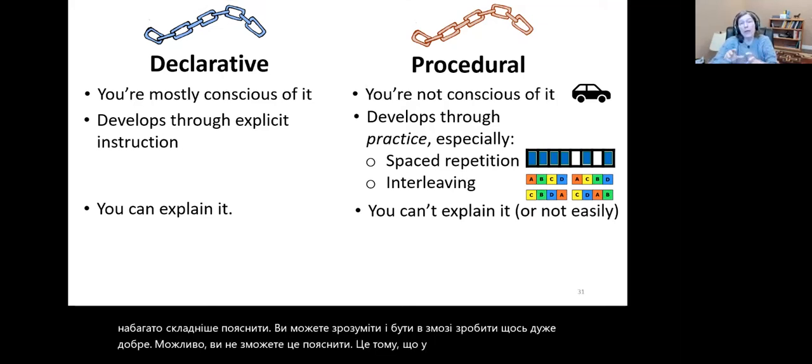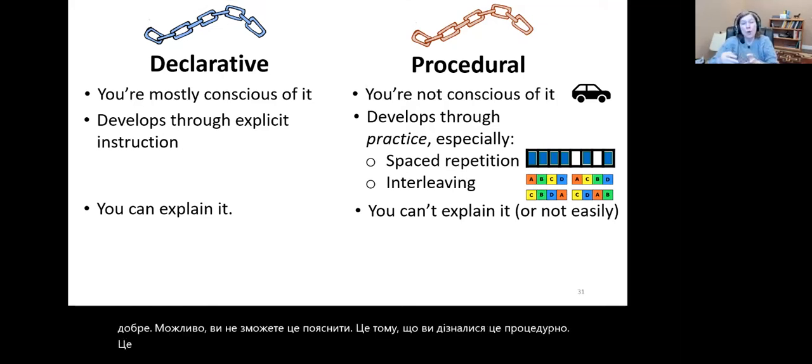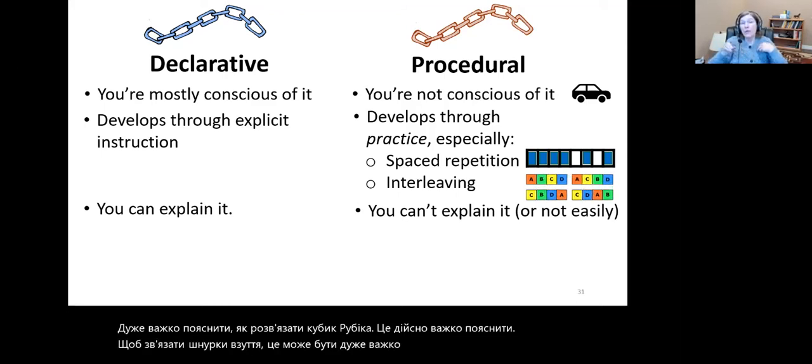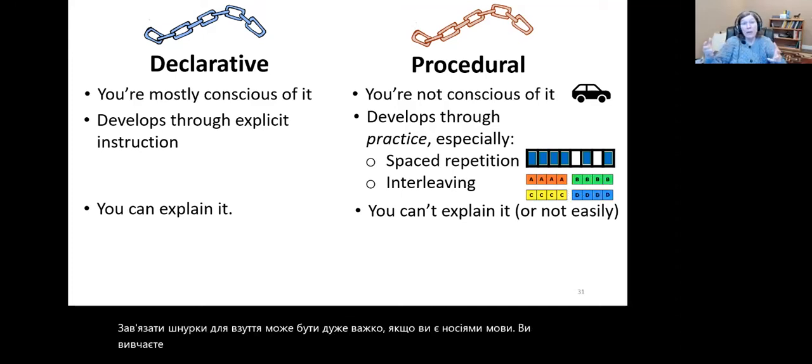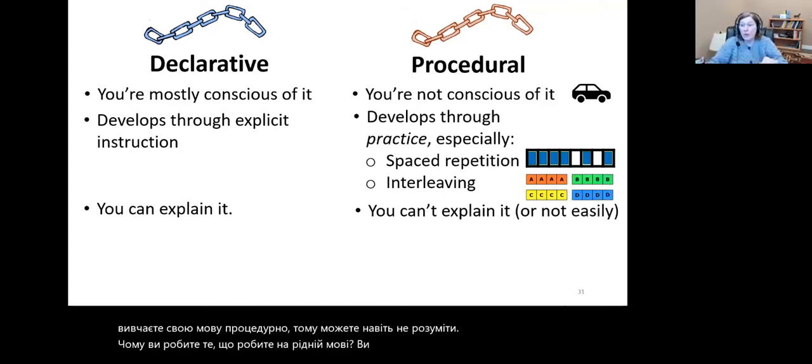It's really hard to explain how to solve a Rubik's Cube. It is really hard to explain how to tie your shoelaces. It can be very hard if you are a native speaker of a language. You learn your language procedurally. So you may not even understand why you do the things you do in your native language. You just do them. So it can be hard to explain why you're doing things.